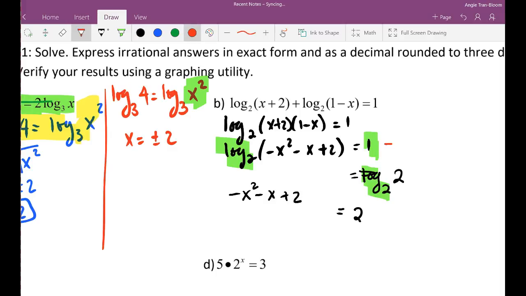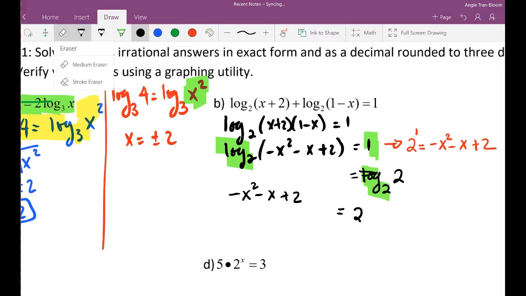If you don't feel like doing that, could I rewrite it as an exponential? 2 to the power of x equals negative x squared minus x plus 2. Do you agree that we're both at the same place? Yeah, okay. So now, let's solve. What do we do to solve? What can we do to solve? Yeah, can I subtract 2 from both sides?